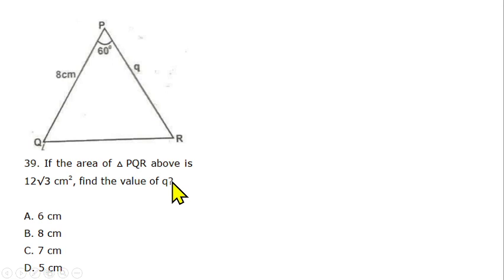Question number 39 is from plane mensuration as well. You are given this triangle, and you are told that the area of the triangle is 12 root 3 centimeters squared. You have to find the value of Q. We know that this triangle is not a right angle triangle, and there are other formulas for finding the area of a triangle. We have half base times height, which is for a triangle that has a height and a base. But this triangle does not have a height and a base, so we cannot use that formula.